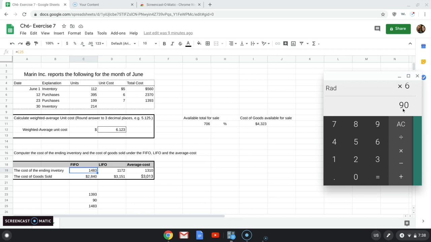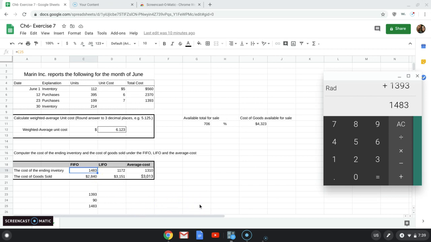And then we're gonna add the 90 plus the other total cost, which is the 1393, equals 1483, which is the same as we found here.